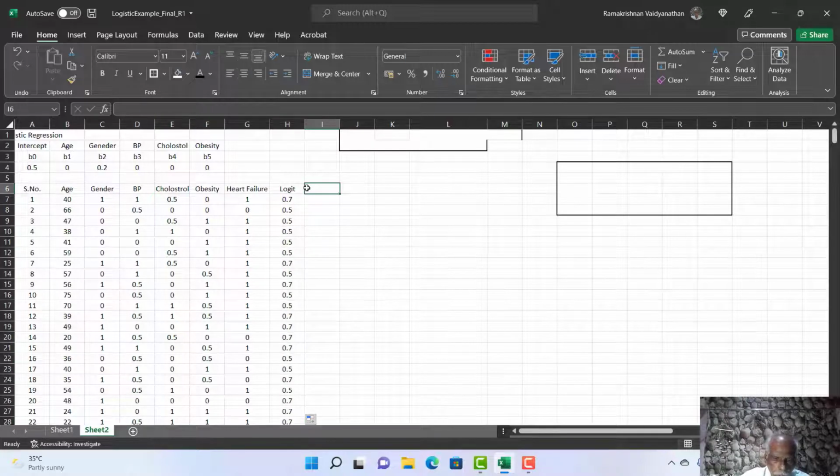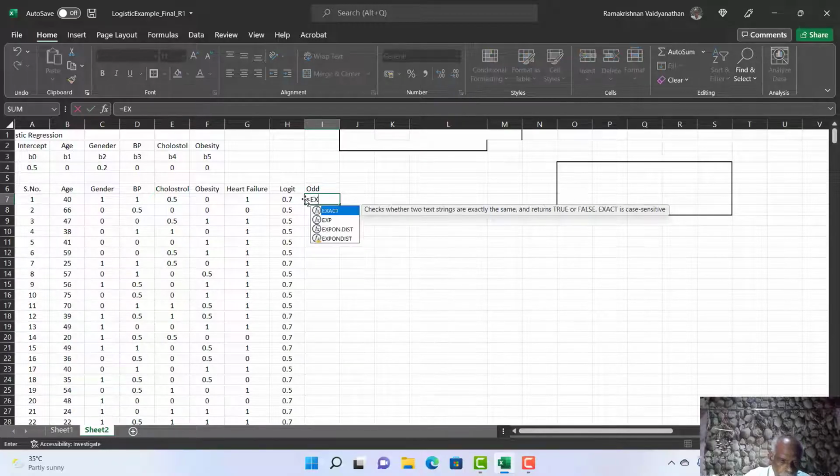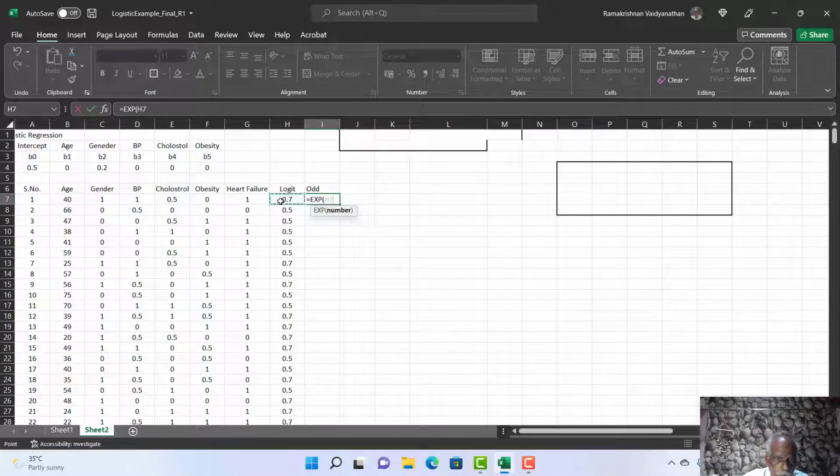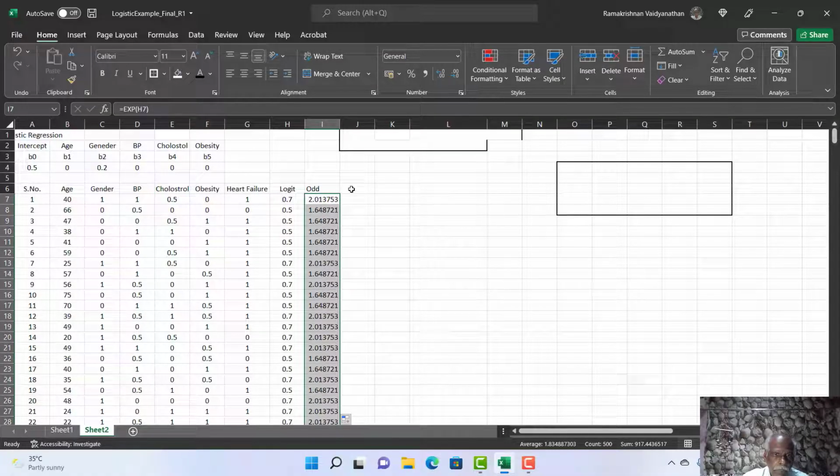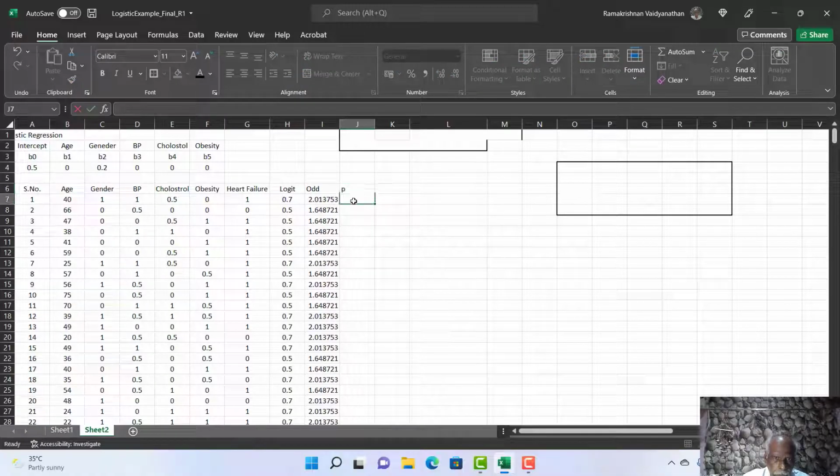Now we will have to find out odd function. What is odd? Odd is equal to exponential of logit function. Exponential of this. So this again I'll double click, I'll get the values. From odd we will get the p value, the probability value. P is equal to odd divided by 1 plus odd. So odd divided by open bracket 1 plus the same value. So this again I will double click.